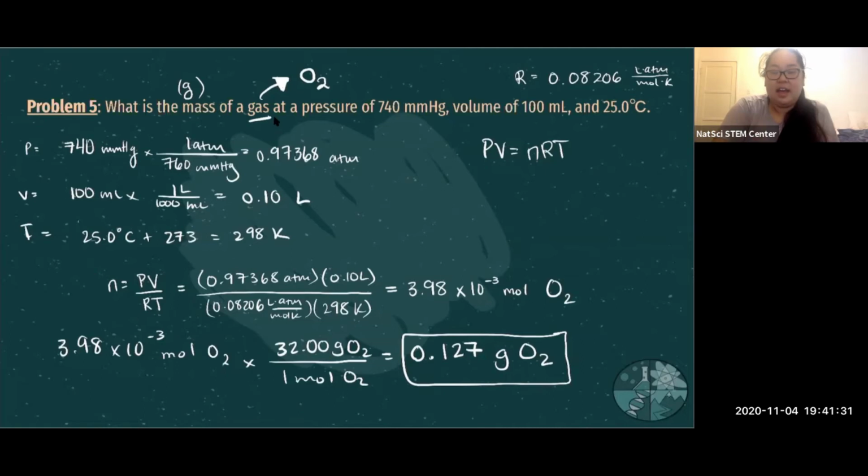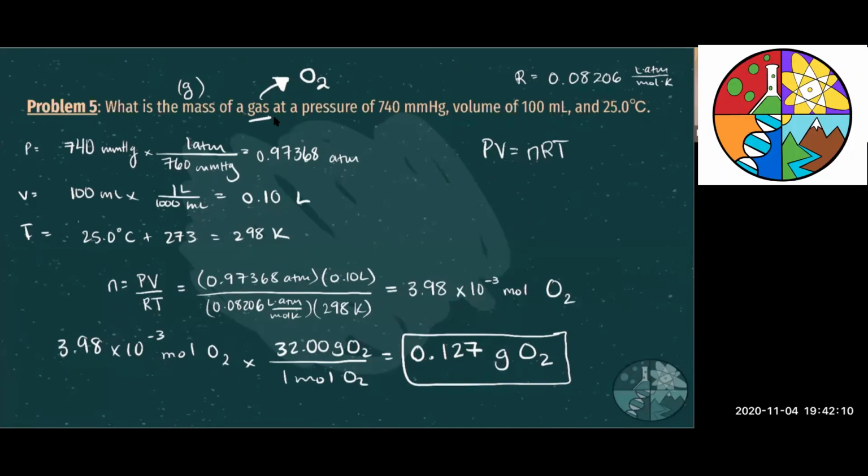Try to not make that mistake, especially when you're taking your exam. I still remember I did it once, I think when I was taking my 1A or 1B exam, and it changed my answer, and I got partial credit at least because the professor sees where you went wrong. So I plugged it all in, got 3.98 times 10 to the negative 3, brought it over, 32 grams of O2 in 1 mole, and you get 0.127. Questions? We're good to move on.